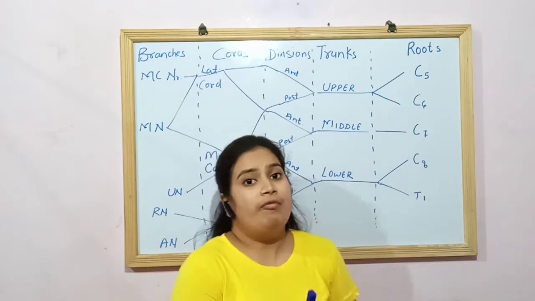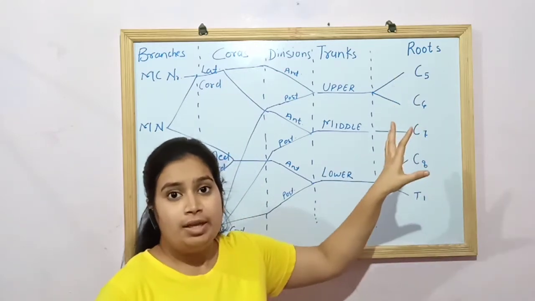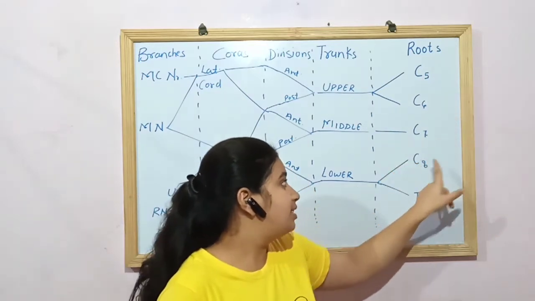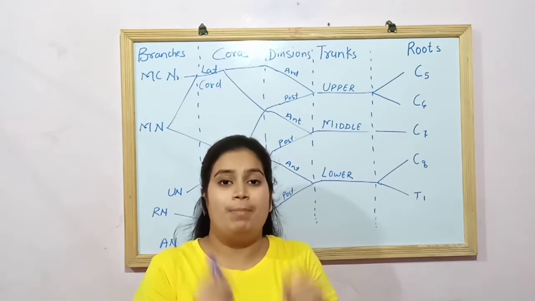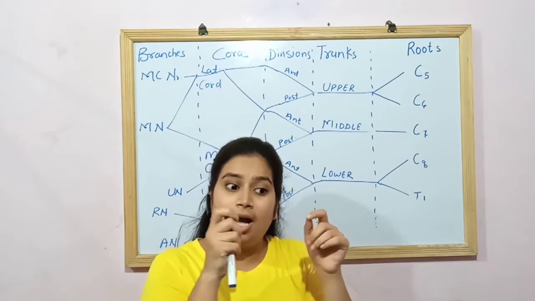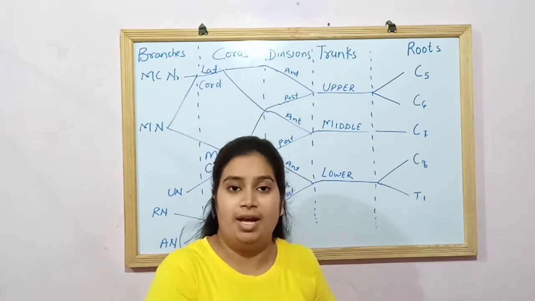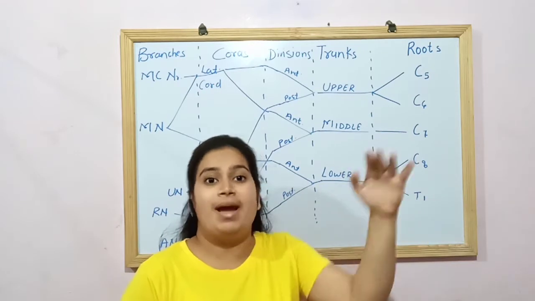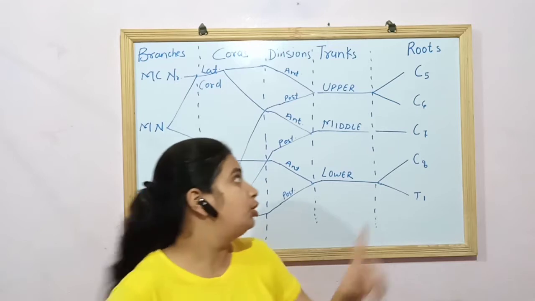Okay, so now first move on towards the roots. What are the roots of the brachial plexus? Roots are C5, C6, C7, C8 and T1. And guys, each single brachial plexus root has its own associated dermatome and myotome as well. Each sensory neuron has its spinal level associated dermatome. So first I am explaining the dermatome.